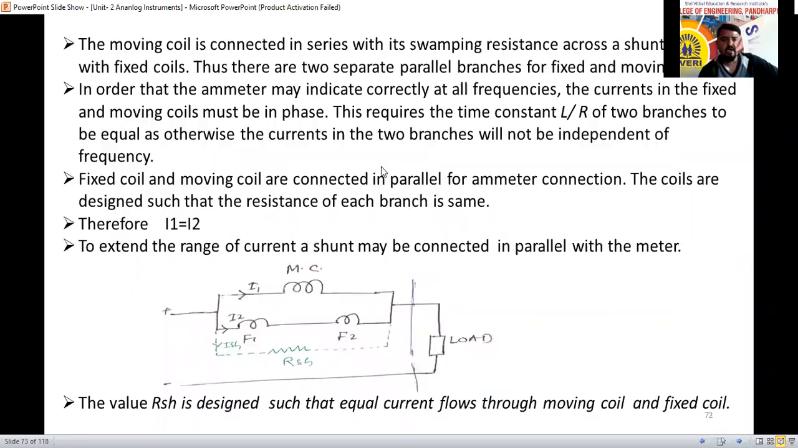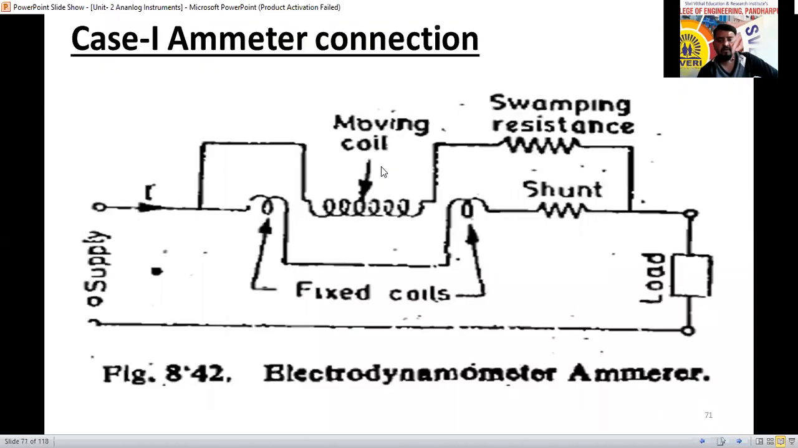So in yesterday's class we discussed the EMMC. It has three cases. Case one is ammeter connection, case two is voltmeter connection, case three is wattmeter connection.